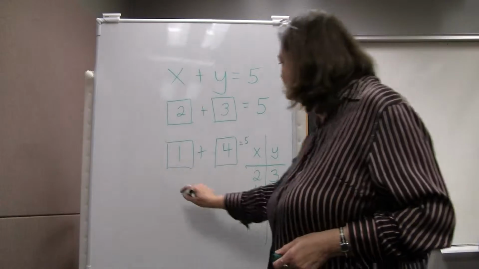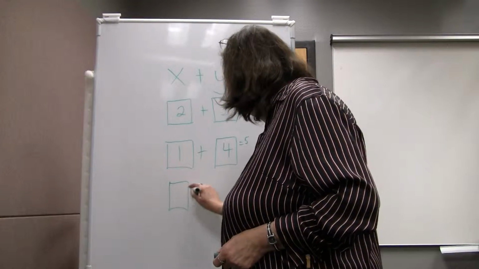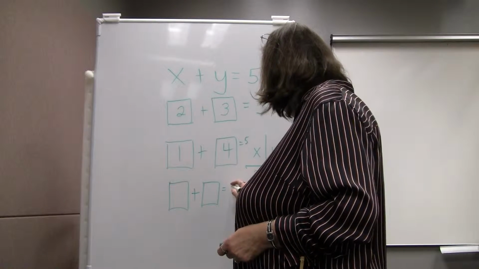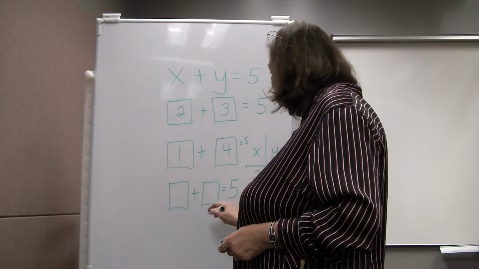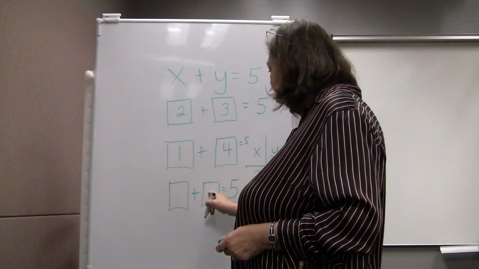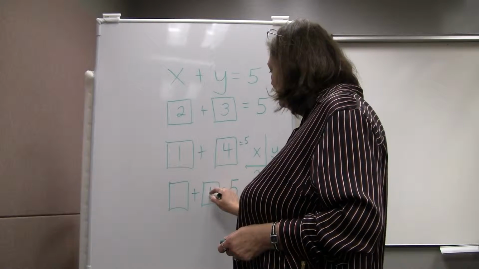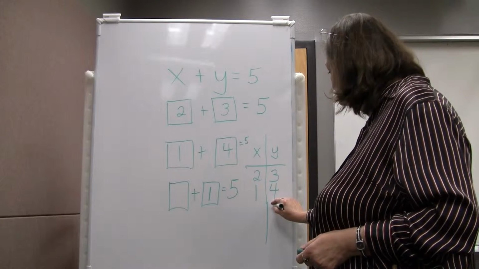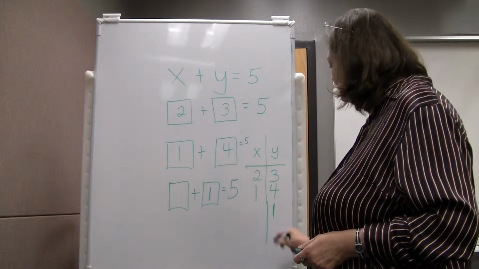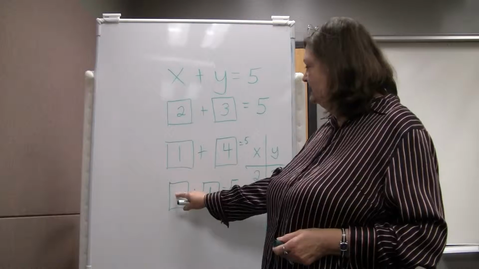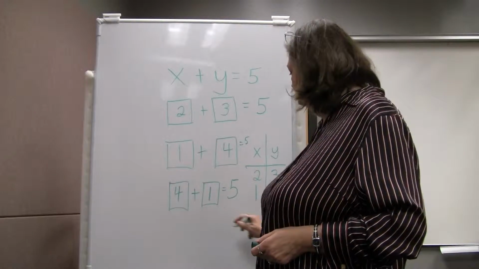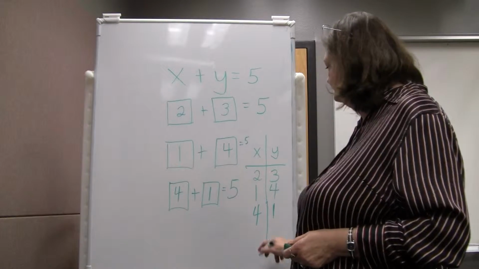Let's draw our 2 empty boxes again. Draw them a little smaller this time. Okay, this time we're going to let y equal 1. So here's my y. We're letting it equal 1. What does my x have to be? Well, x has to be 4.